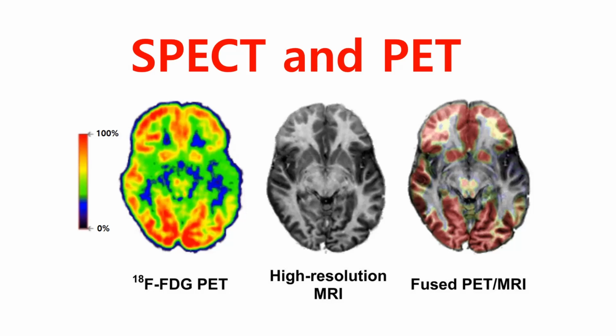There will be two parts to this lecture. The first section covers the methods that generate artificial radionuclides. The fundamental concepts of SPECT and PET will be discussed in the second section.